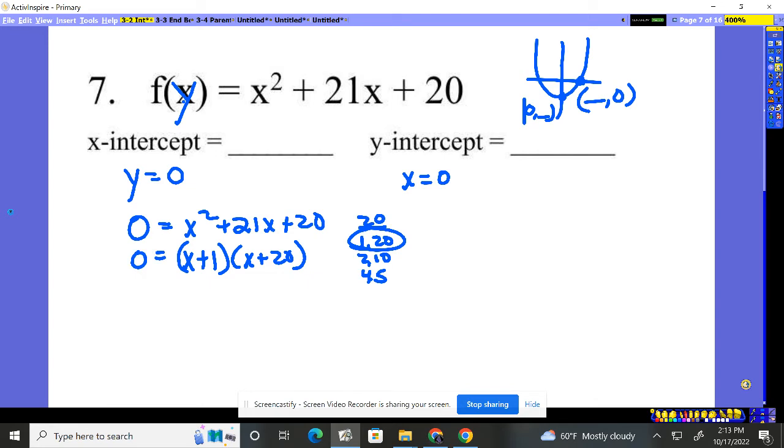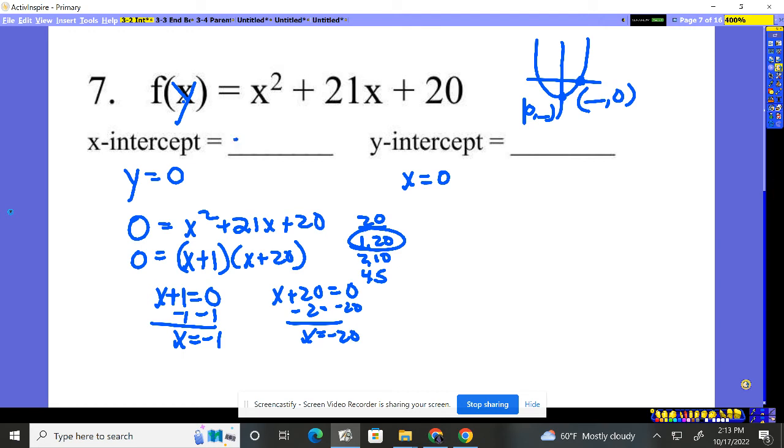If 2 things multiplied together equals 0, one of the pieces must be 0. So I know either this x plus 1 piece is 0 or this x plus 20 piece is 0. Subtract 1, x must be negative 1. Subtract 20, x must be negative 20. So I know it crosses at negative 1, 0, and it's going to cross at negative 20, 0.